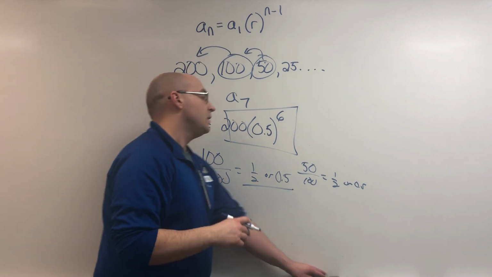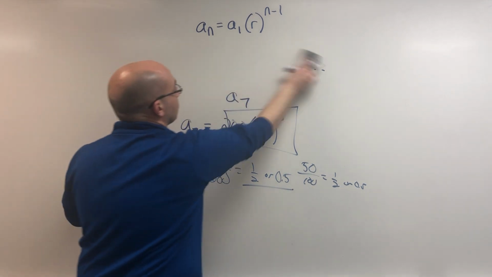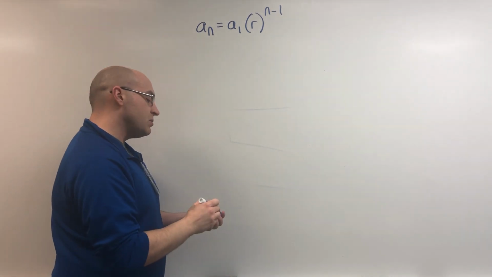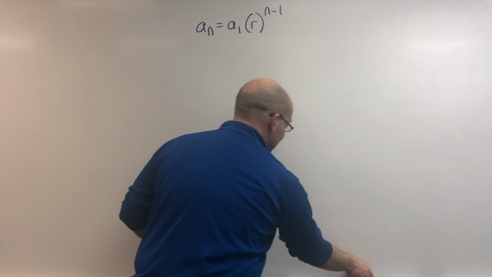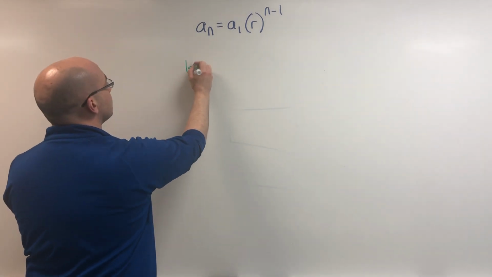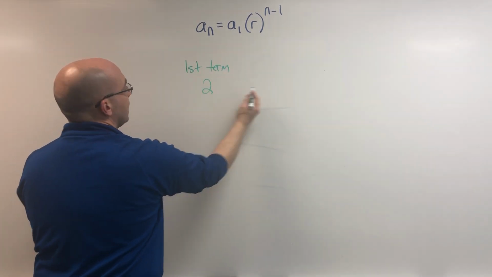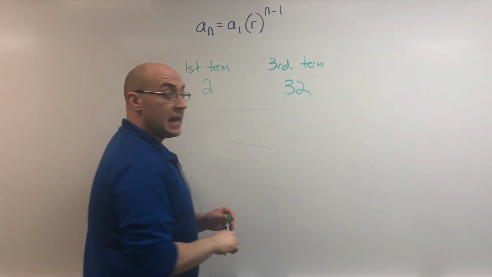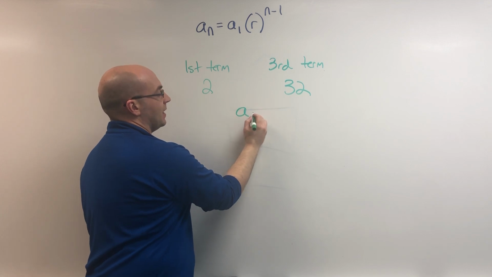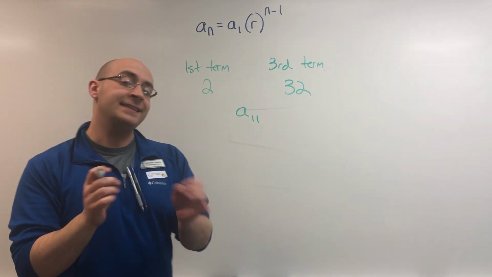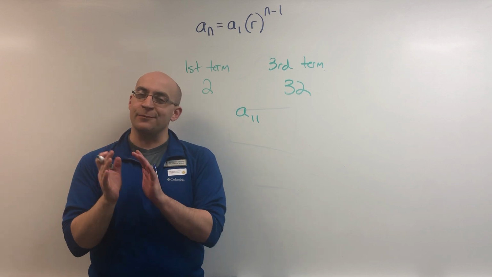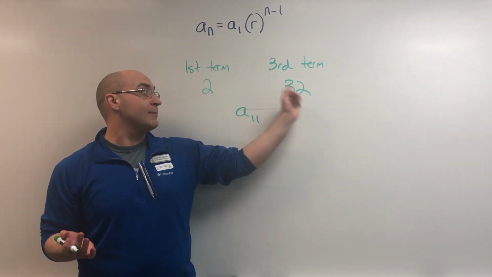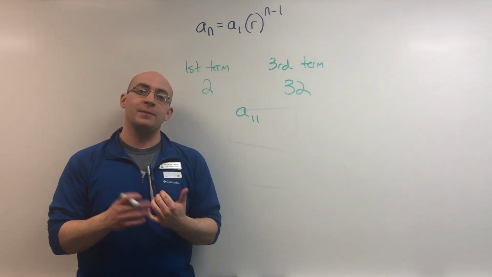Now, the other one that I want to work on really quickly is, well, what happens if I give you 2 terms only, but those 2 terms are not back-to-back? Case in point, let's say I gave you a first term of 2, and I gave you a third term, and that third term was 32. And I want you to find, let's say, a sub 11. Now, in this case, finding the common ratio is a little bit harder because I'm skipping over the second term and I'm only giving you 2 terms. So we have to find the one in between.